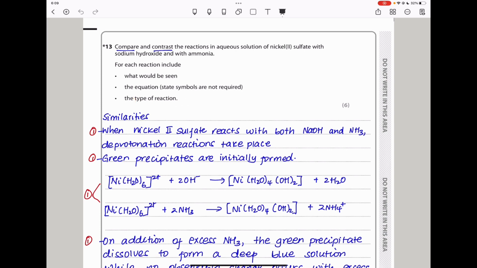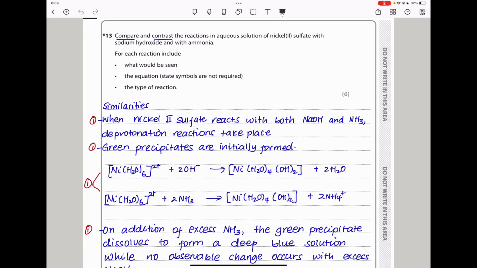And so on. Since this is a compare and contrast, I began with similarities. Similarities for when nickel-2 sulfate reacts with both. So I said when nickel-2 sulfate reacts with both sodium hydroxide and ammonia, deprotonation reactions take place. So the type of reaction will be deprotonation, and when that occurs, green precipitates are initially formed.